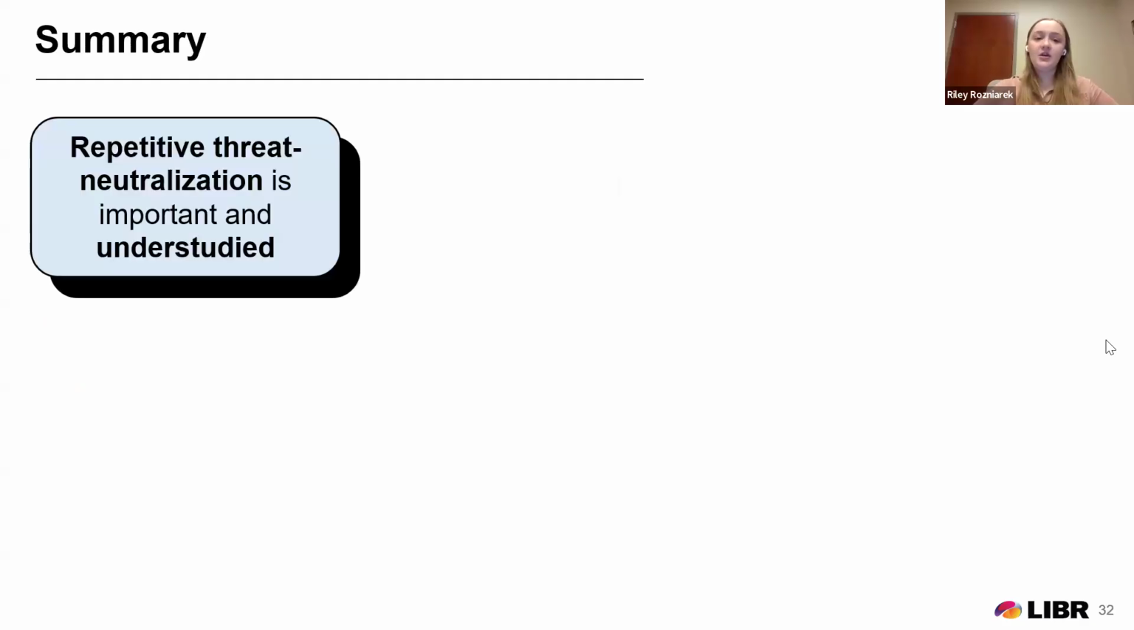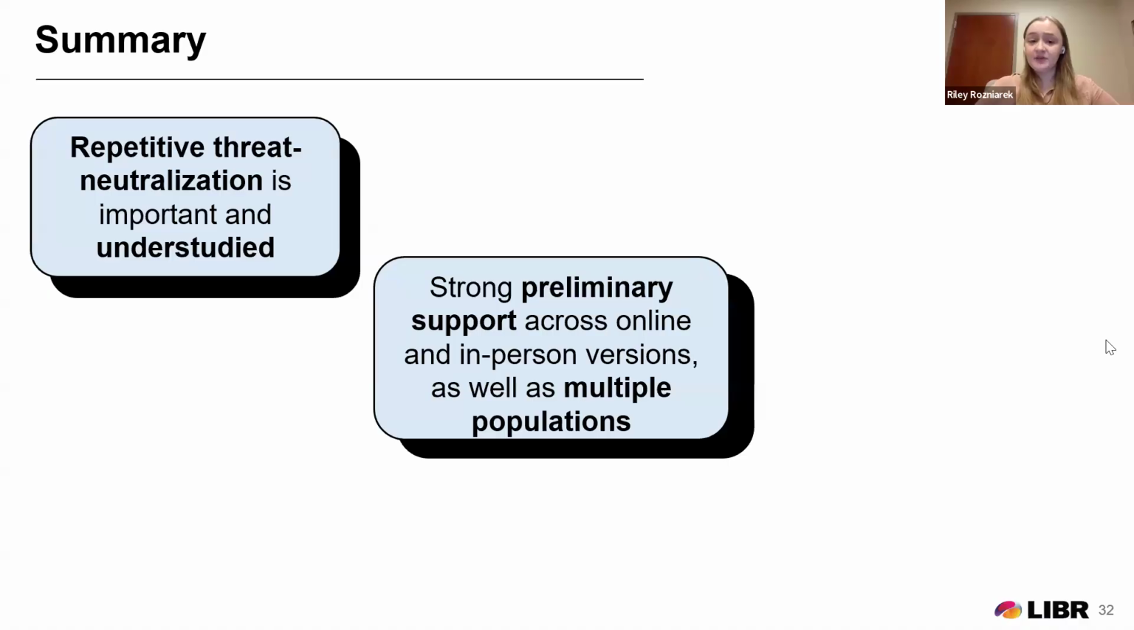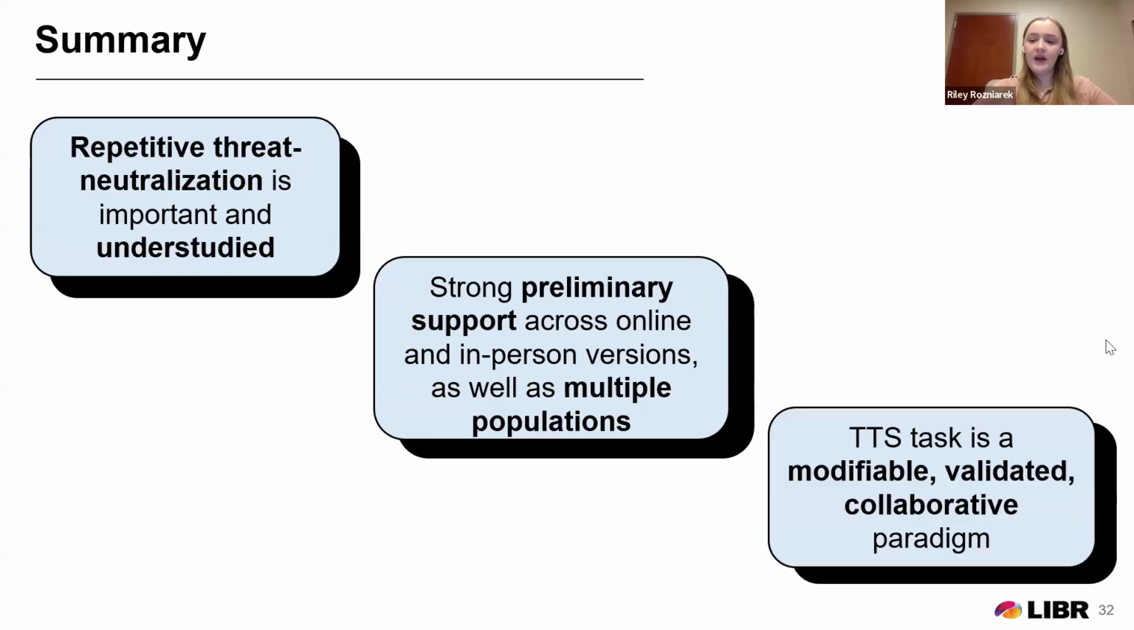In summary, the repetitive threat neutralization behavior is important and understudied. We have shown through the task that it is a maladaptive and costly behavior. Through our results today, we've shown that there is strong preliminary evidence supporting the use of this task across our online and in-person versions, as well as in multiple populations. And again, we do have ongoing and upcoming studies at various institutions that are applying this to new populations as well. And then finally, the TTS task is a modifiable, validated, and collaborative paradigm.